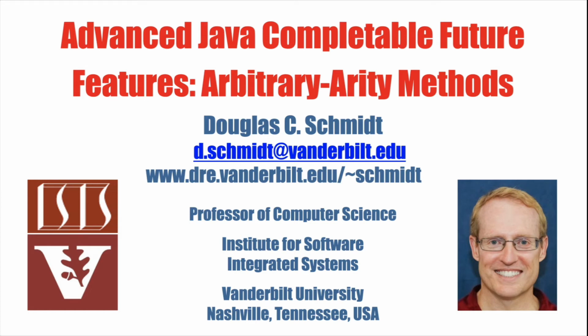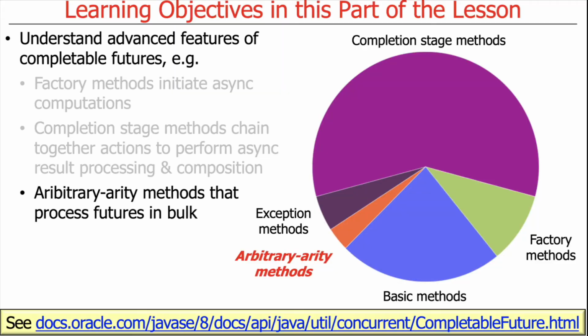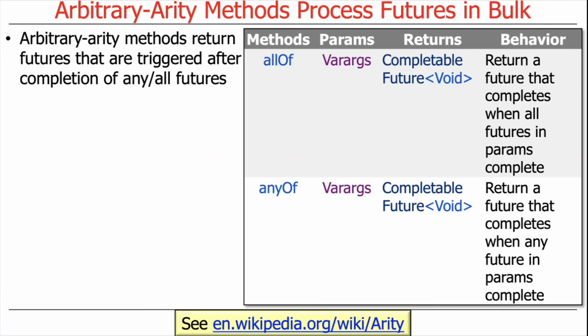We're now reaching the last of our 5 different types of CompletableFuture method groupings, and we're going to talk about arbitrary-arity methods. As you can see here, they are the smallest of the different categories of CompletableFuture methods. There's only 2 of them, and they're used to process completable futures in bulk. So they're basically a generalization of things like thenCombine or acceptEither, which work on 2 completable futures. These work on n completable futures.